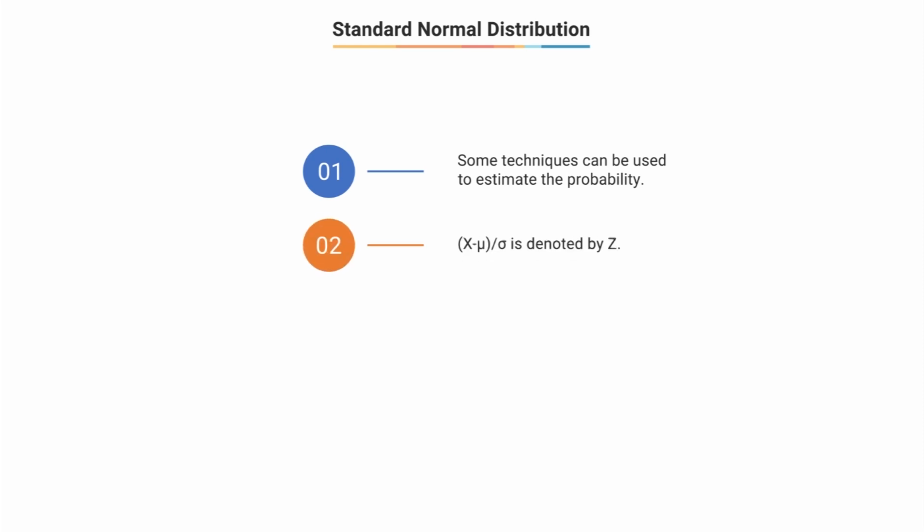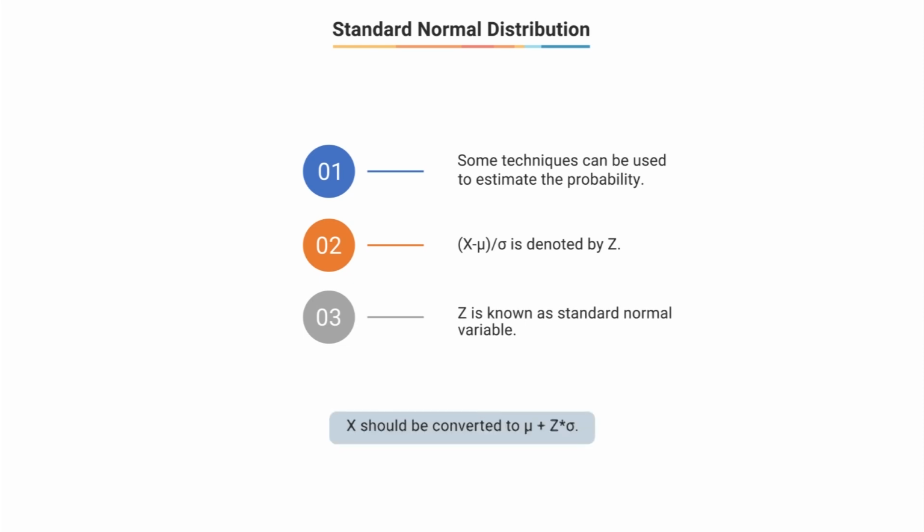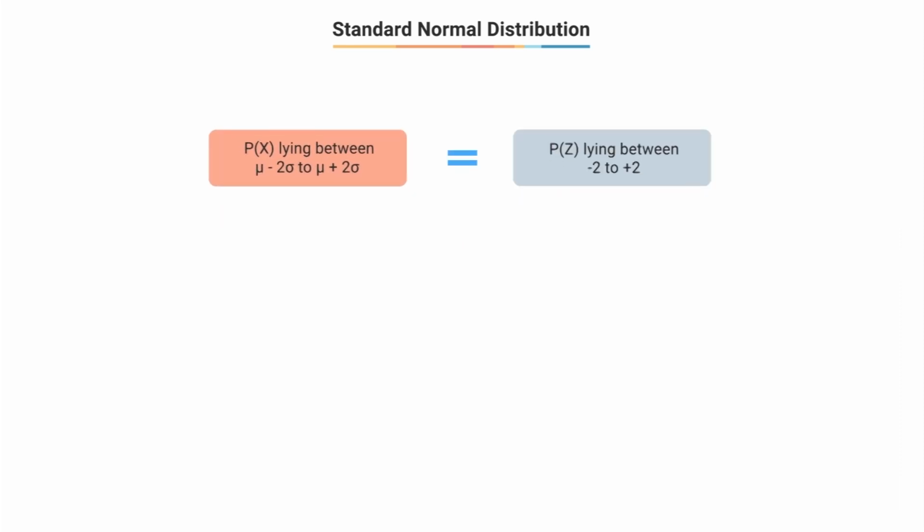The value x minus mu upon sigma is denoted by z, and z is called the standard normal variable. So essentially we always convert our x into some form of mu plus z times sigma. If we want to calculate the probability of x lying between mu minus 2 sigma to mu plus 2 sigma, it is the same as finding the probability that a new random variable z, which we mentioned earlier is called the standard normal variable, lies between minus 2 and plus 2.